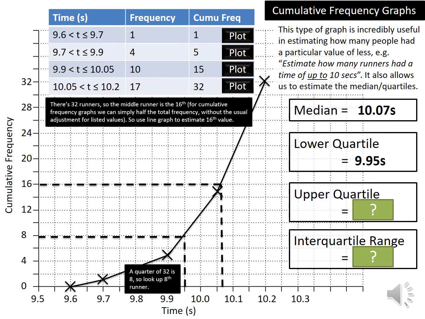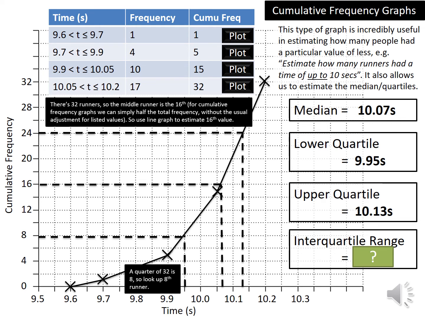So upper quartile, again, we're going to have to think 3/4 of the way through. So that is the lower quartile, which was 8, times by 3, so 24. So it's 24 we're going to go across from. And then we go down, and we read off our diagram, so that is 10.13-ish. Again, not super accurate, but accurate enough that we can get a good estimate.